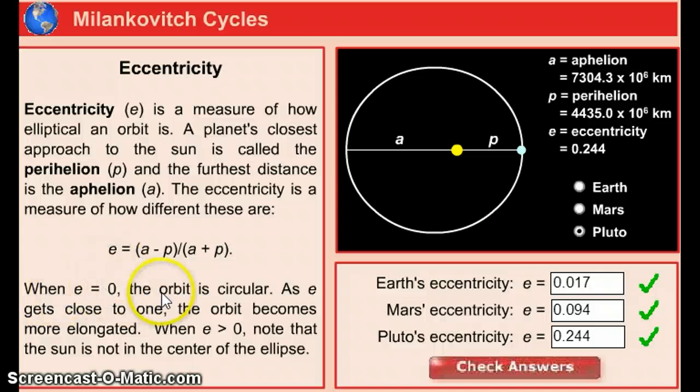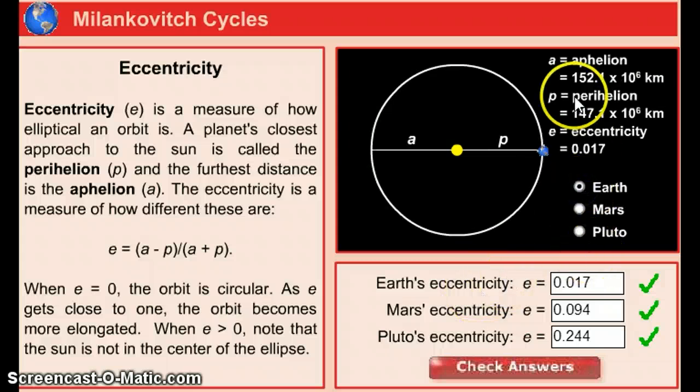So, when E is equal to 0, the orbit is perfectly circular. As E gets close to 1, the orbit becomes more elongated. When E is greater than 0, note that the Sun is not the center of the ellipse. So this will be our Sun, and this would be an example of Earth. Here we have perihelion, here we have aphelion. Earth's eccentricity I can calculate from my values here, but it's actually provided on the screen, so I'll just read it.